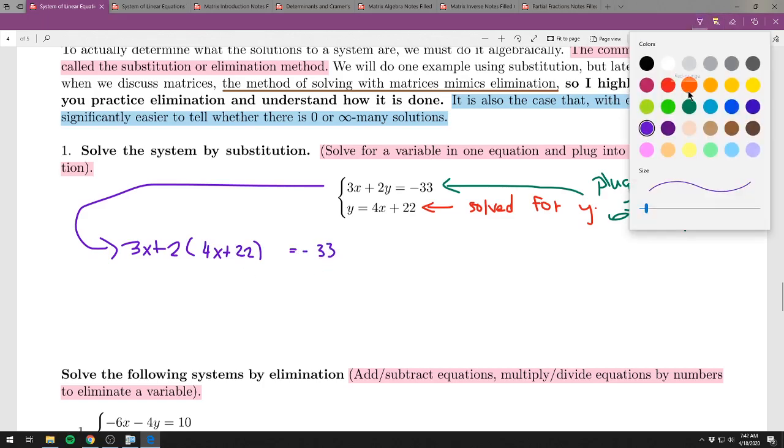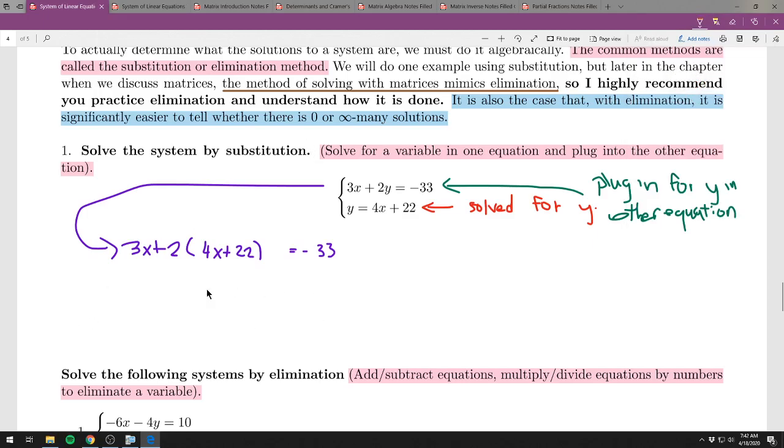And you see the point here with this substitution method and all of our methods is to make an equation with one variable, because we can solve this. Now we have just x in here. We can distribute the 2 through. We got 3x plus 8x plus 44 equals negative 33.